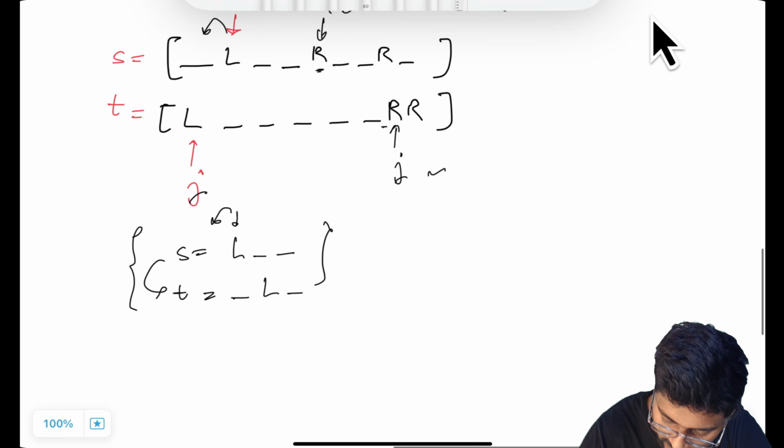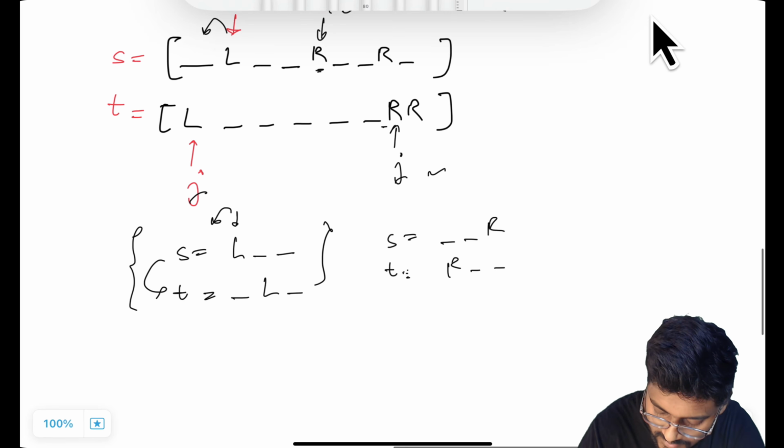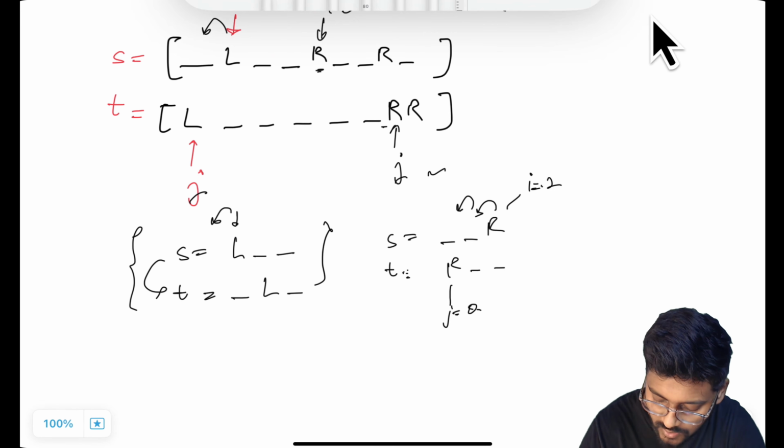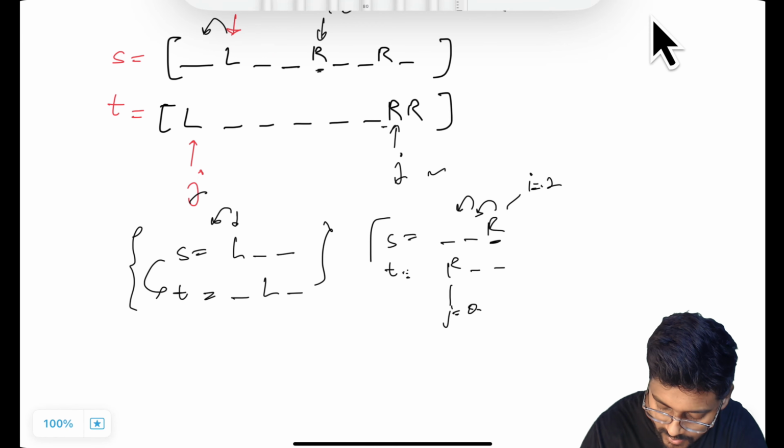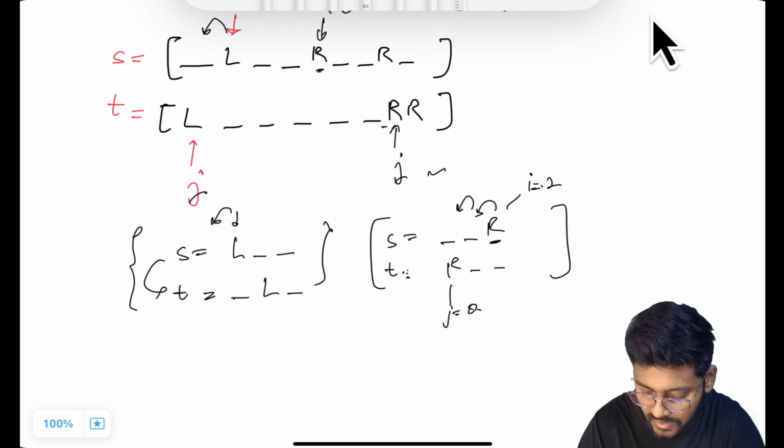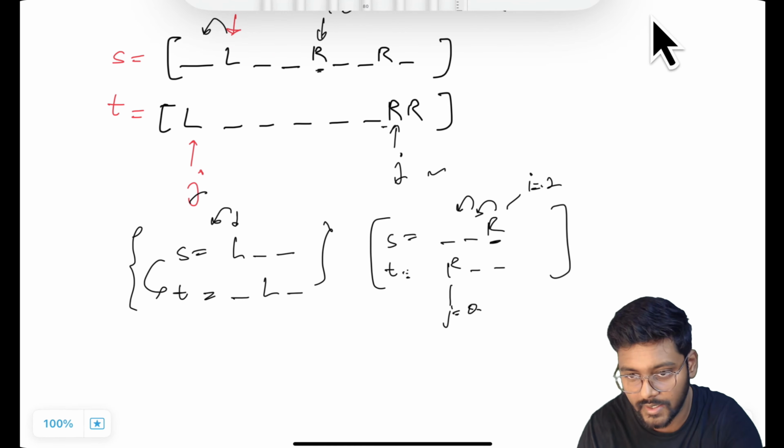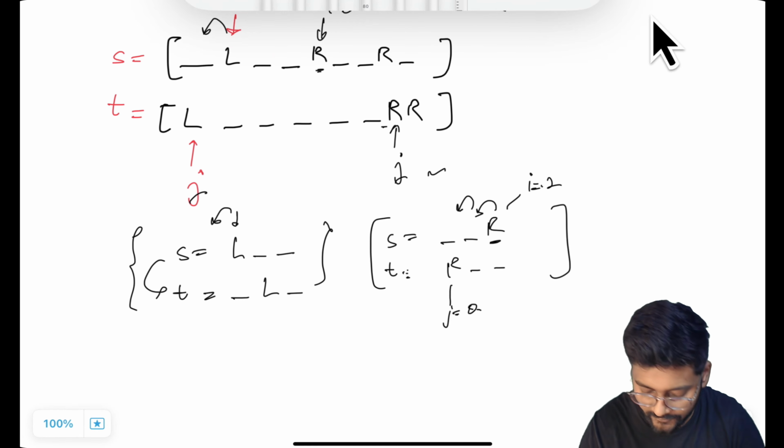If it was something like this, underscore underscore R and R underscore underscore, this is my source, this is my target. In this case, it is false because I is equal to 2 and J is equal to 0. 2 cannot be moved to 0. 2 can be incremented. I hope you are getting what I am saying. This I pointer, if it is R, it will only move to the right direction. If it is L, it will only move to the left direction.